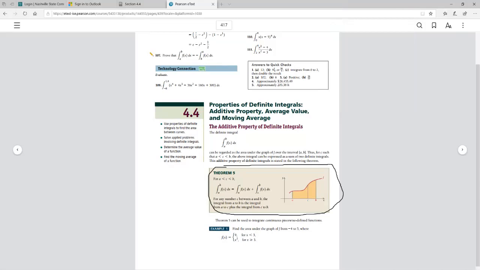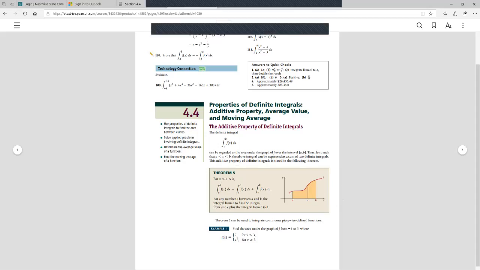Theorem 5 says that if you have a value C that is between A and B, and if you look at the picture here, notice that we have a value C, which is located between A and B. And it says the integral from A to B for the function with respect to x is equal to the integral from A to C for the function with respect to x plus the integral from C to B.